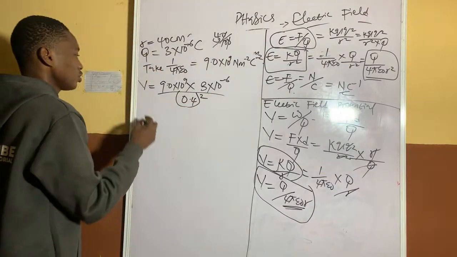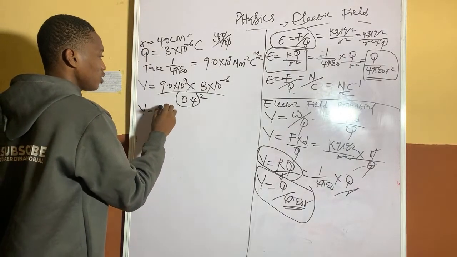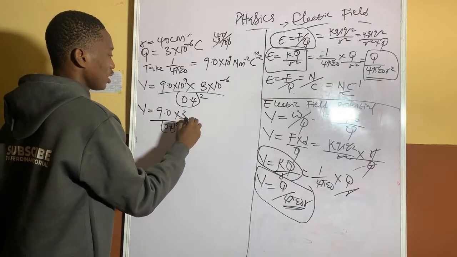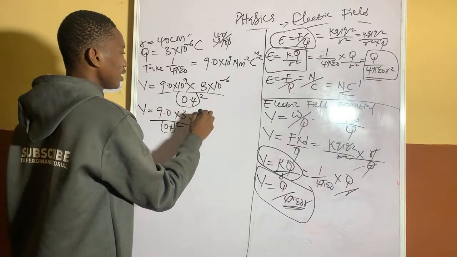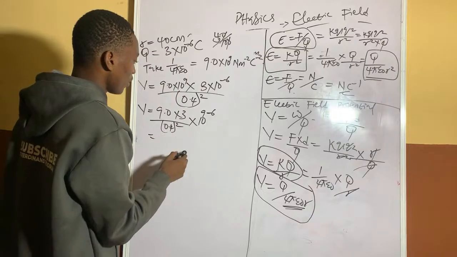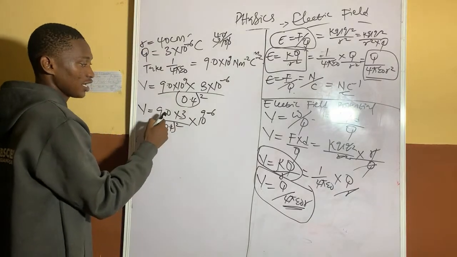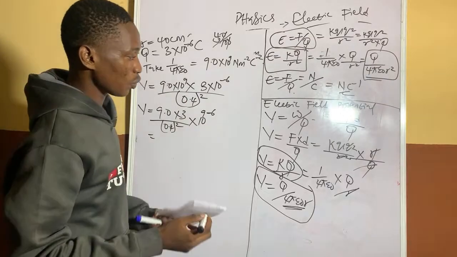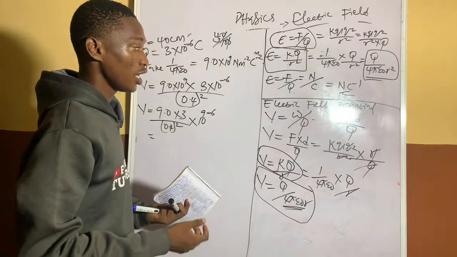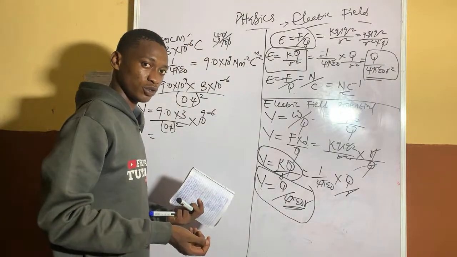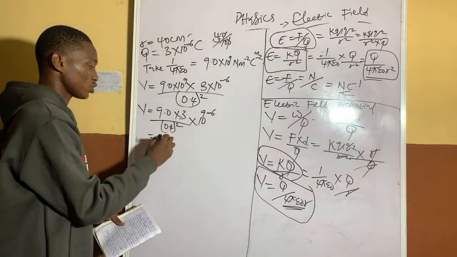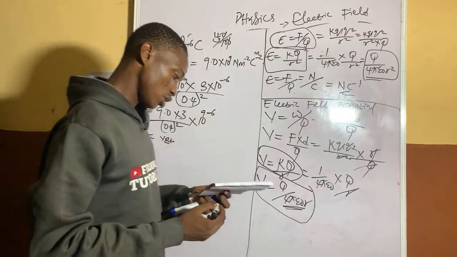So I'm going to say V is equal to 9.0 times 3 all over 0.4 all squared, times 10 raised to power, now we say 9 minus 6. Anything I get in this scenario, that will be my answer. Anything I get and then divide, that is going to be what? My answer. Electric field potential is usually in voltage. Electric field potential is usually what? In voltage. Are we together now? Okay. So that is that. My answer must be in what? In volts. That's my electric field potential.